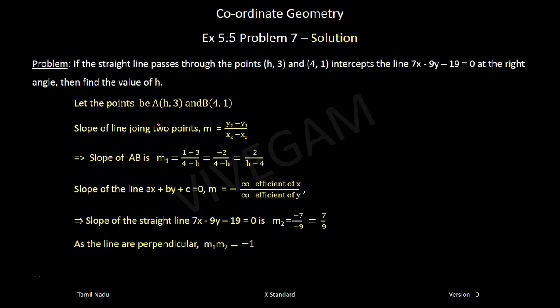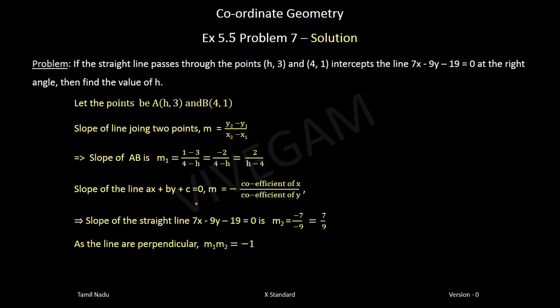Let the points be A (h, 3) and B (4, 1). The slope of the line joining the two points is given by y2 minus y1 divided by x2 minus x1. This is x1, y1, this is x2, y2. So the slope of AB is 1 minus 3 divided by 4 minus h, which is equal to minus 2 by 4 minus h. You can rewrite it as 2 by h minus 4, because you're multiplying both the numerator and denominator by minus 1.